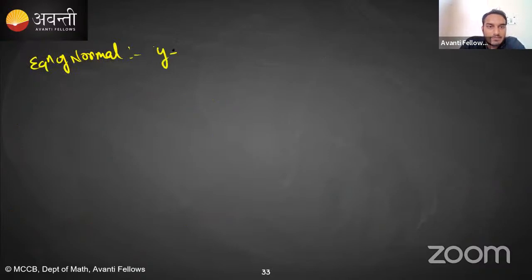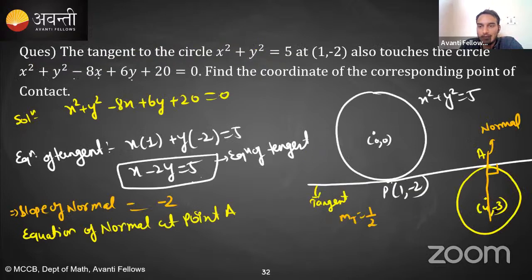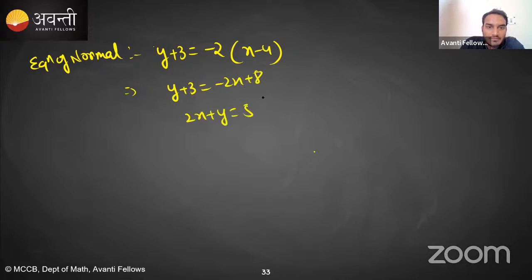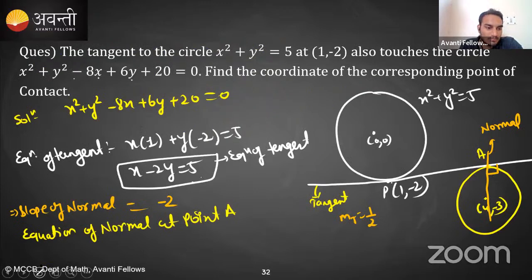So y minus y1 is equal to slope times x minus x1. Is that clear? So what is the equation of normal? y plus 3 is equal to minus 2 times x minus 4, that is y plus 3 equals minus 2x plus 8. So 2x plus y is equal to 5. This is the equation of normal.